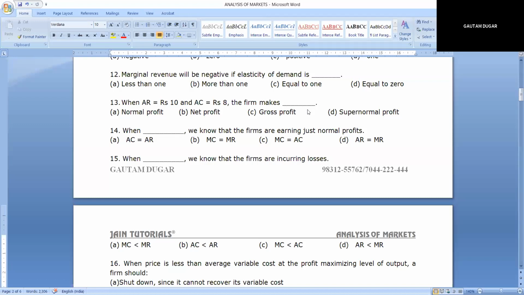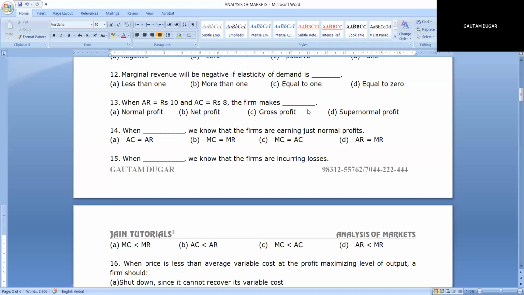Okay. When dash below the firms are incurring losses. Losses क्या बताया? AC is greater than AR, or rather AR is less than AC. AR AC or TR TC, whatever you may call it. Revenue is less than cost, whether AR AC or TR TC.